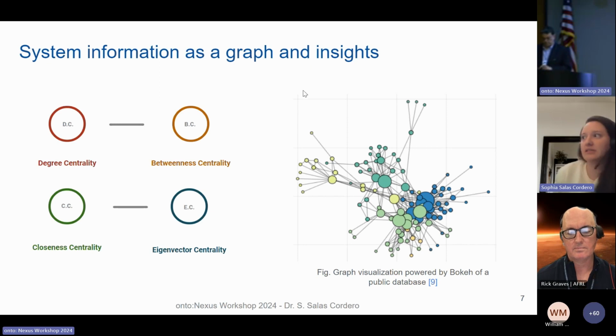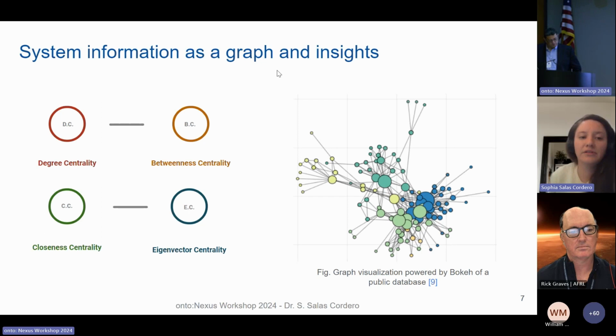So as you can see, this is just an example of a public database of how it can be represented as a graph using actually Python libraries. And by treating the system model as a graph, there are actually some network metrics, as I mentioned before, and more precisely, the centrality metrics that we can use to see different insights.